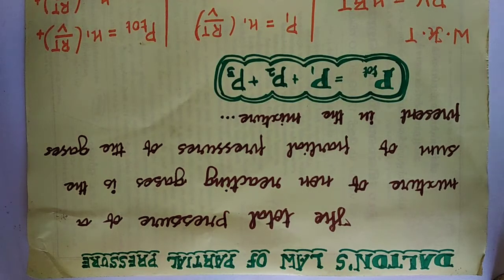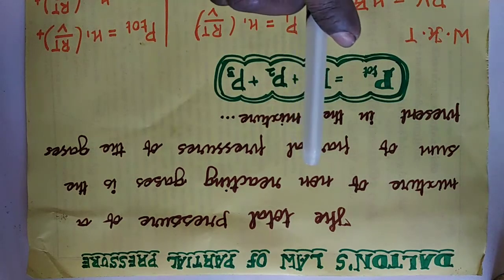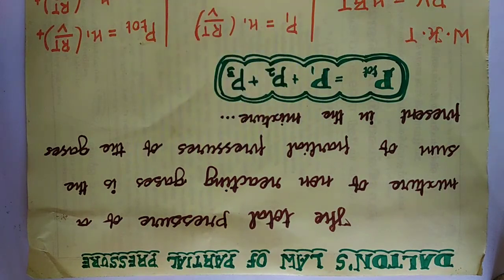You know what pressure is, and here we are going to learn the term partial pressure. First, let us see what Dalton's law says. According to Dalton's law, the total pressure of a mixture of non-reacting gases, that is, imagine a container with a mixture of gases that do not react with one another, and that mixture will possess a particular pressure. That is given by the term total pressure.